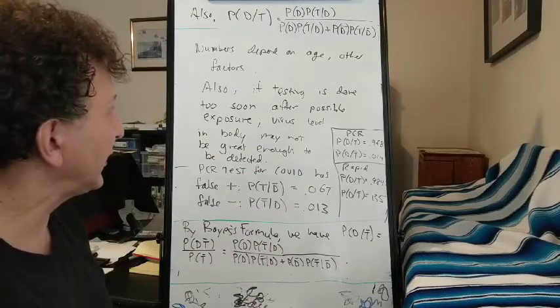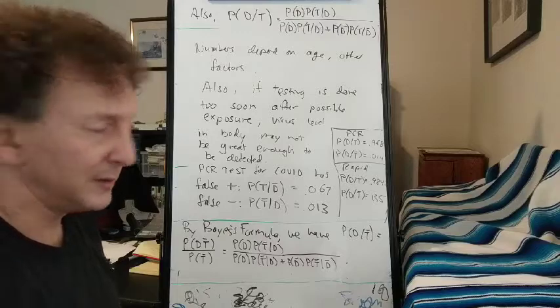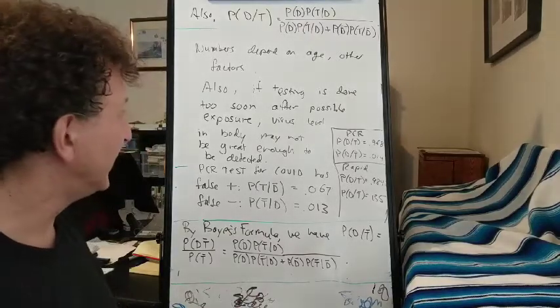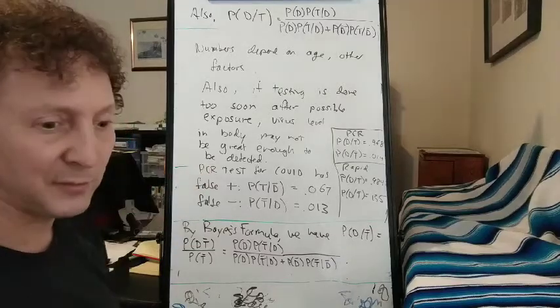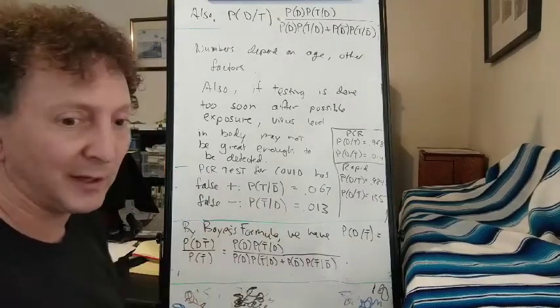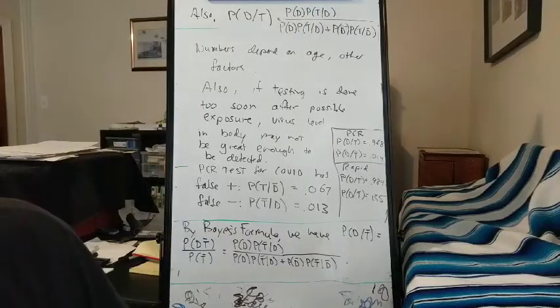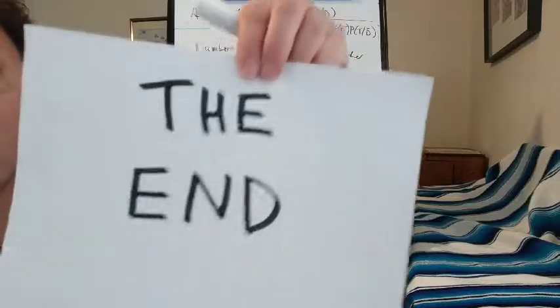So it looks like it's better to wait at least 5 days if you don't have symptoms and you think you were exposed to someone with COVID, because if you wait less, the test might not tell you anything and you might have to go back and do the test again later. The end.